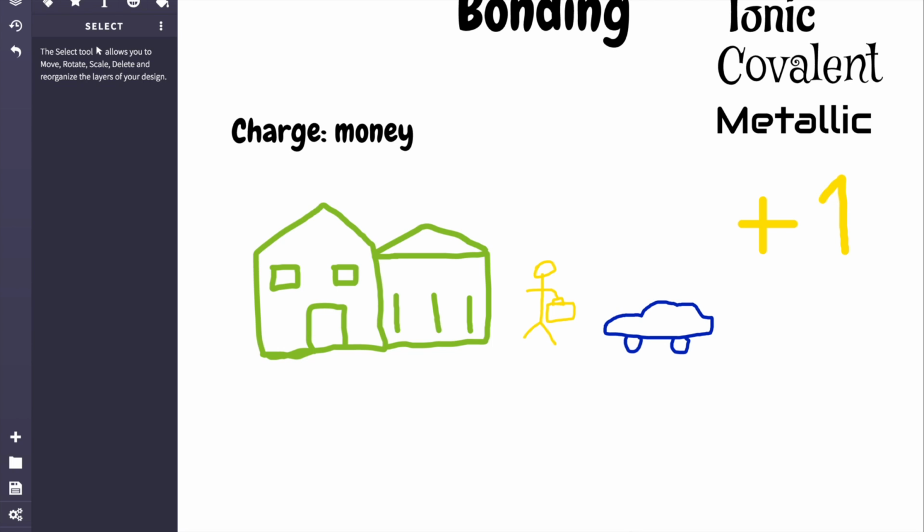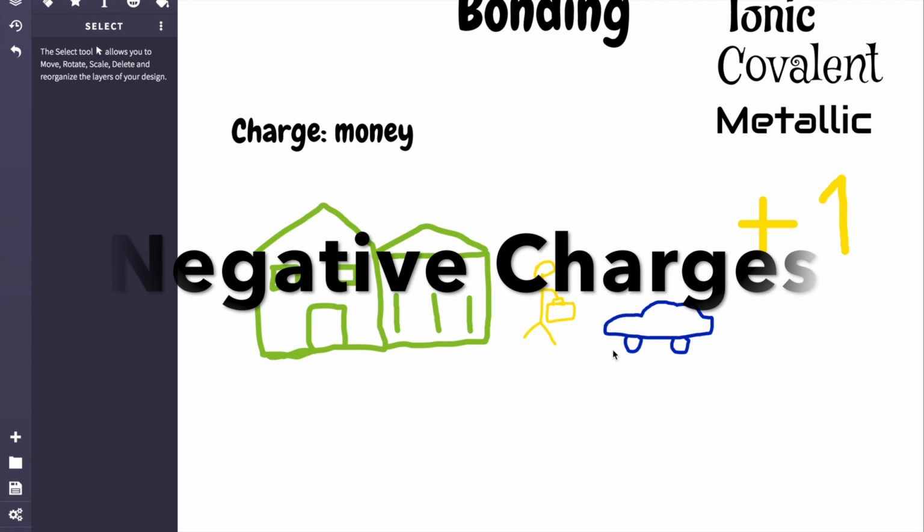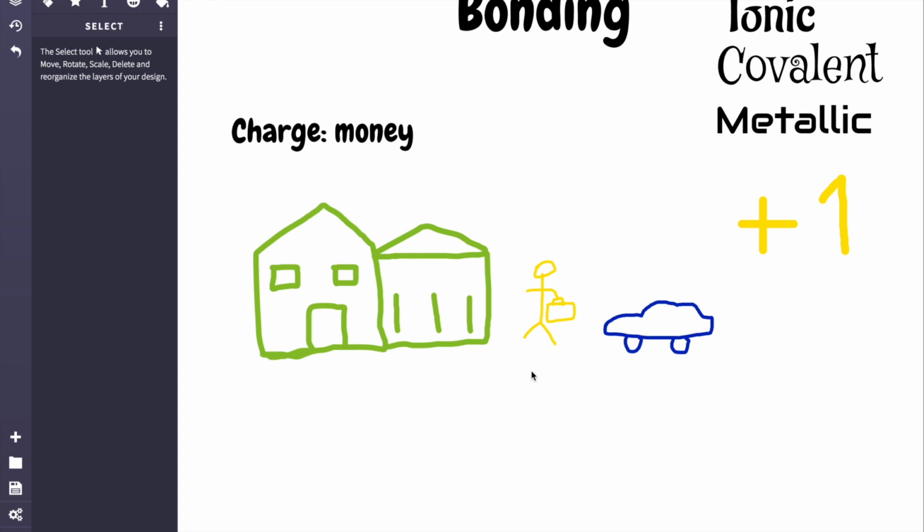Today we will be talking about bonding. For this, I will be using an analogy. In this analogy, the house represents an atom. It could be hydrogen, helium, lithium, beryllium, any kind of atom. The yellow person represents a proton, a particle in the nucleus that has positive charge. And all the cars represent electrons. So, we will be using this analogy in order to explain bonding between atoms.